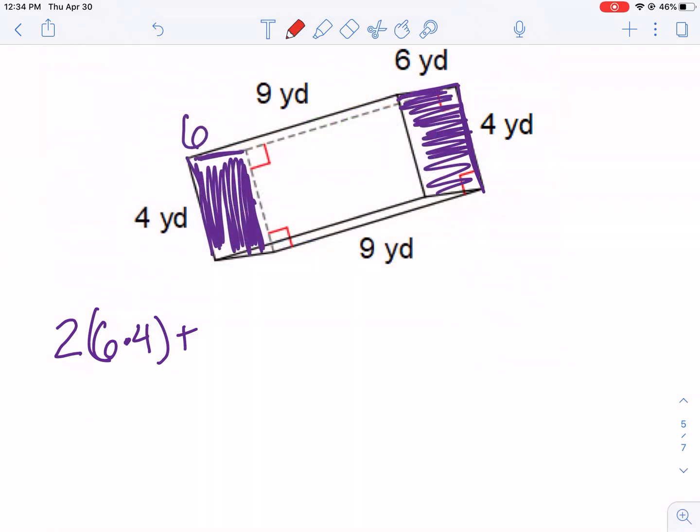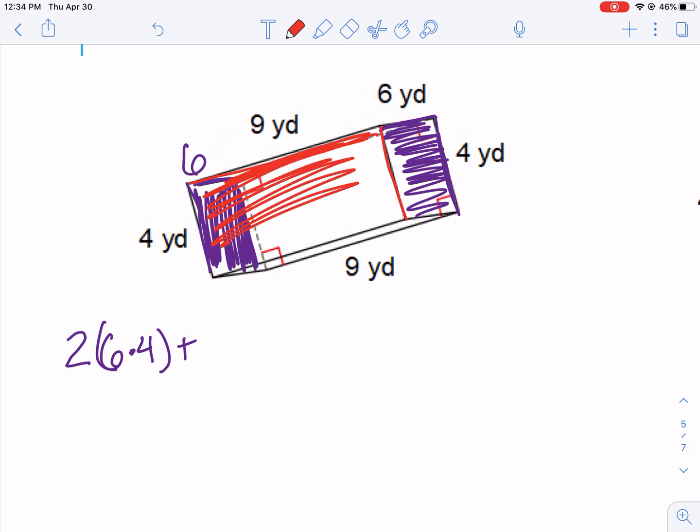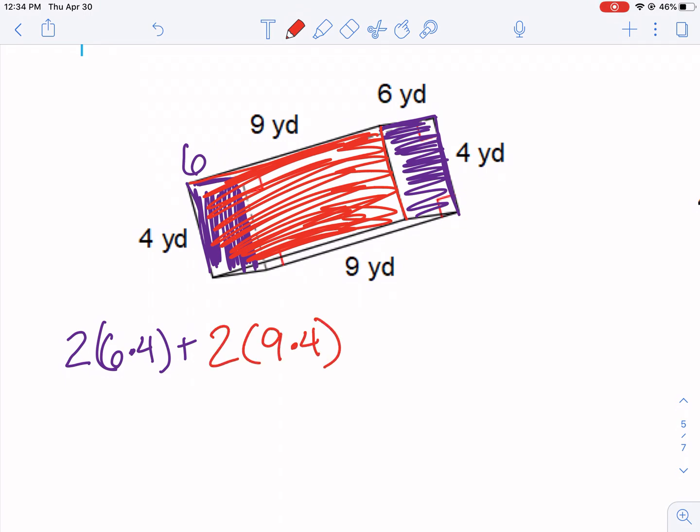Plus, okay, well now I'm going to look at some of my other rectangles. Well, now I have a 9 by 4. I'm going to shade that one in. Well, that's in the front and there's one in the back. So I'm going to do 2 times 9 times 4.